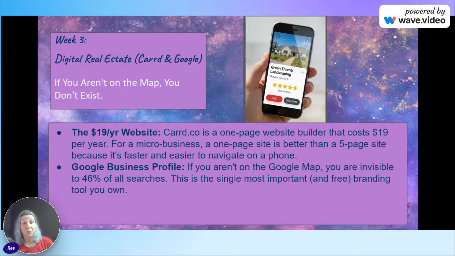75% of top ranking businesses have a complete description. Add photos. Businesses with 10 plus photos get twice the engagement. Add regular posts. Yes, Google lets you post updates like social media. And respond to the reviews, especially the bad ones.